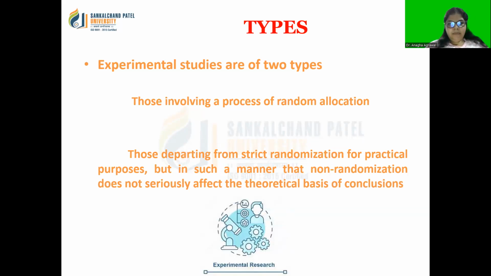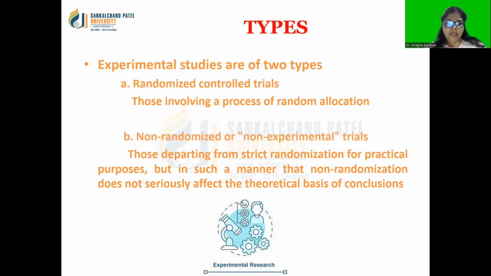So what are these types of experimental studies? There are two types of experimental studies. First is the randomized control trial, where randomization can be done, the most ethical and most unbiased study, and then the non-randomized or non-experimental trials. Randomized control trials are those involving a process of random allocation.